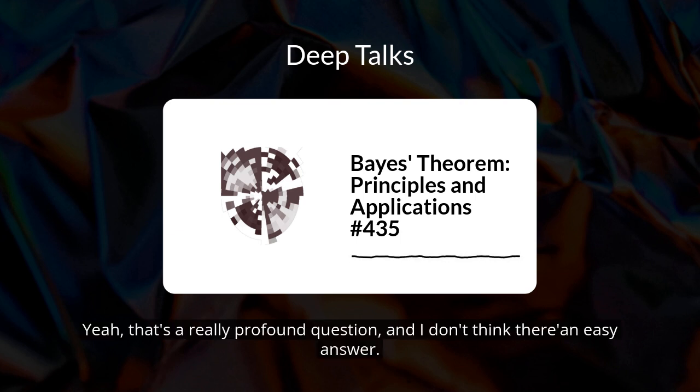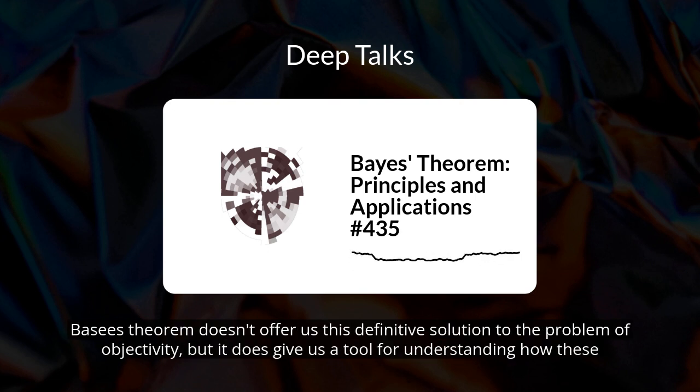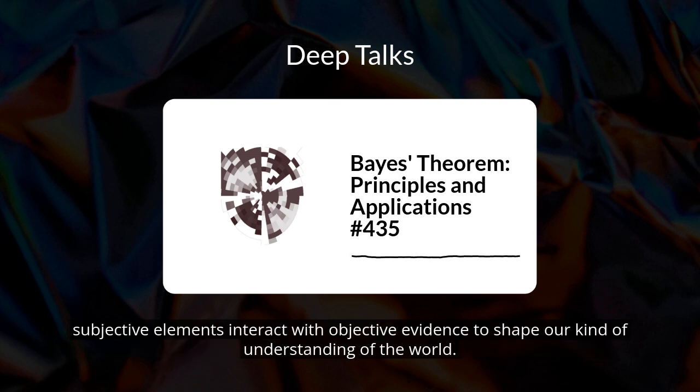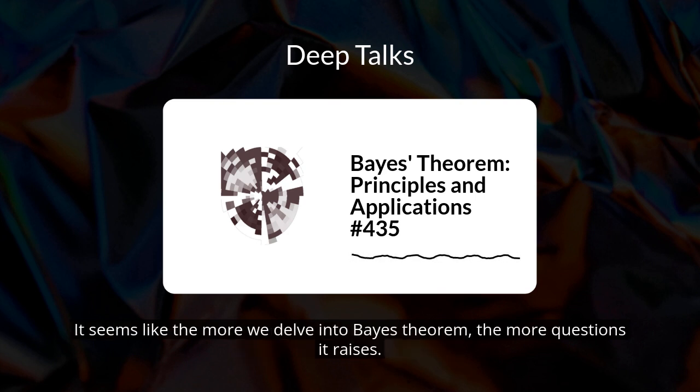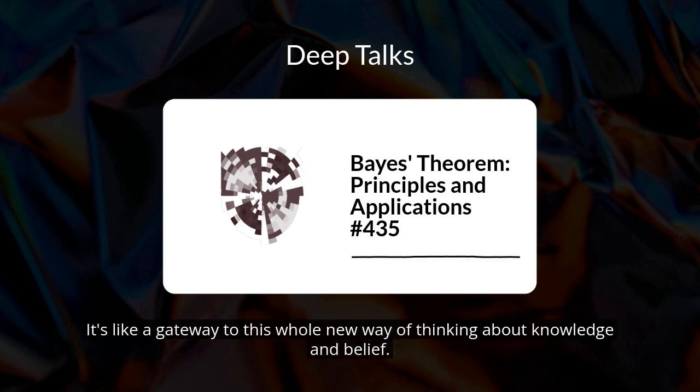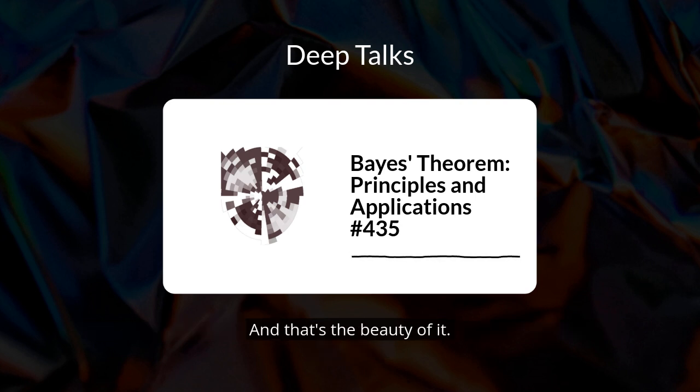Yeah, that's a really profound question, and I don't think there's an easy answer. Bayes' theorem doesn't offer us a definitive solution to the problem of objectivity, but it does give us a tool for understanding how these subjective elements interact with objective evidence to shape our understanding of the world. It seems like the more we delve into Bayes' theorem, the more questions it raises. It's like a gateway to a whole new way of thinking about knowledge and belief. And that's the beauty of it.